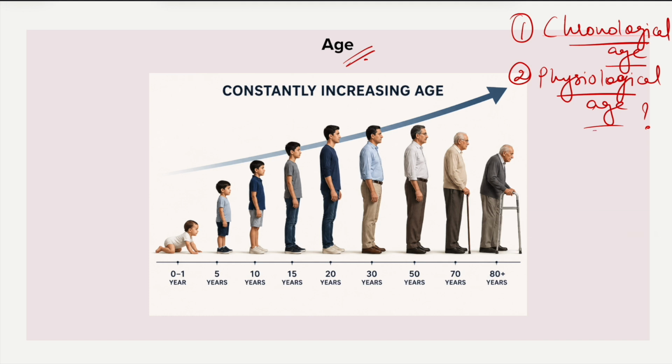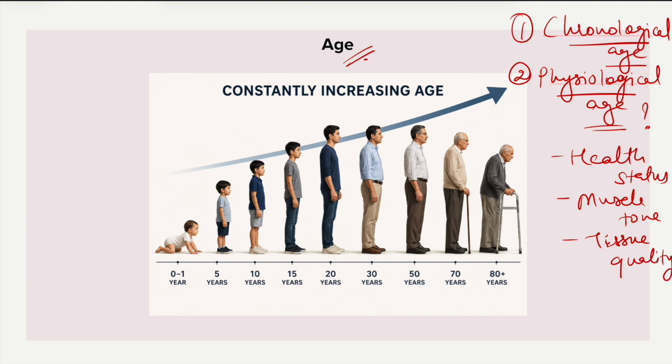What is physiological age? Physiological age refers to the functional condition of the body tissues and organs. Two patients of same chronological age may differ significantly in health status, muscle tone, tissue quality, and healing ability. Therefore, physiological age is often more important than the chronological age.